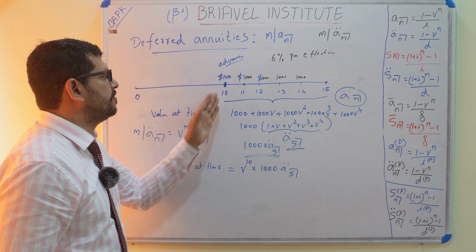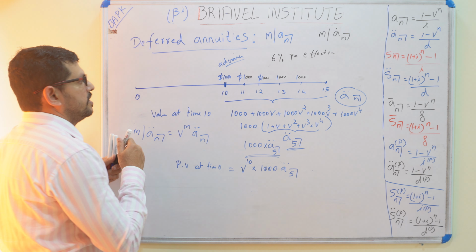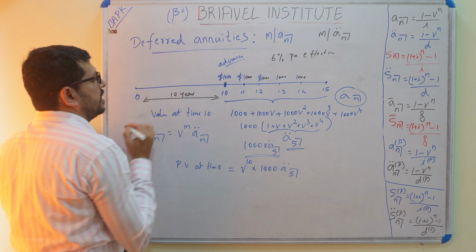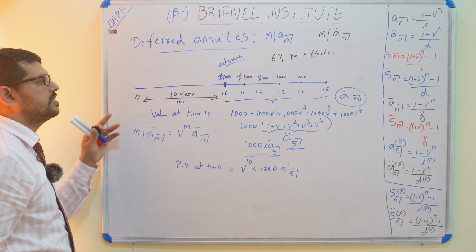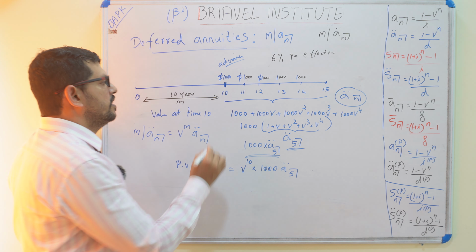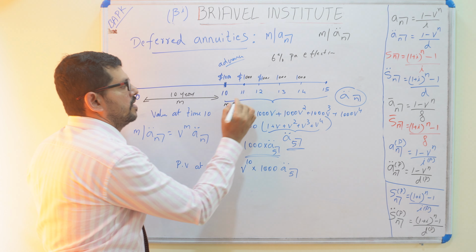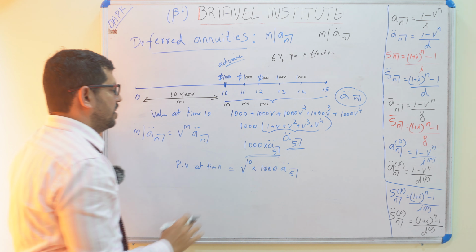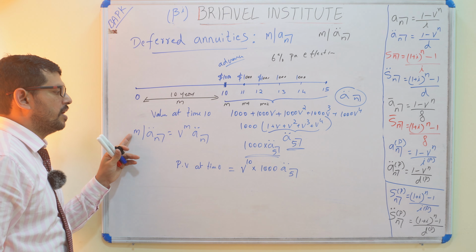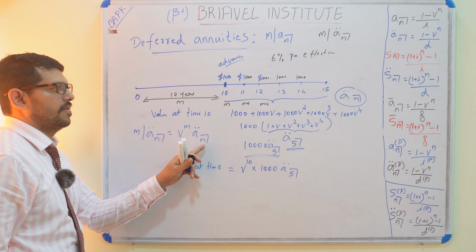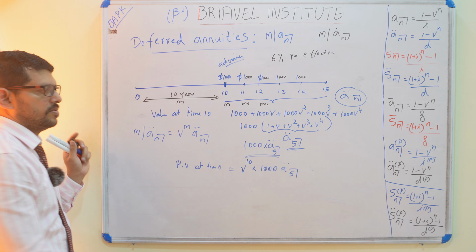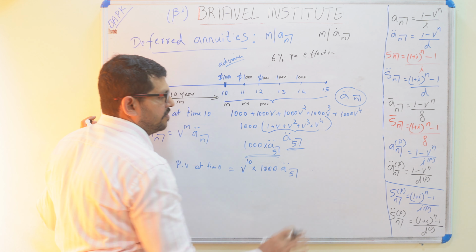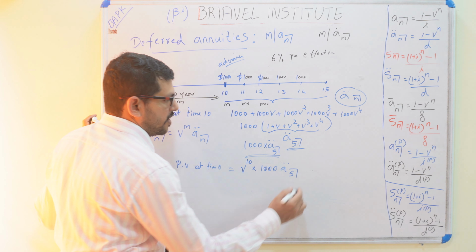So the payment has started deferred. How many years is it deferred? It is deferred 10 years. That one we are taking as m years deferred. M years is deferred. Payment starts from the m plus 1 year, m plus 2 years, up to like that the payment is going. So m bar a due n is equal to V raised to m a due n. So this is the formula we have written. V raised to 10, 1000 a due 5 is equal to, directly we will get the answer.